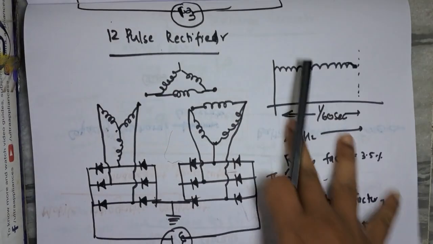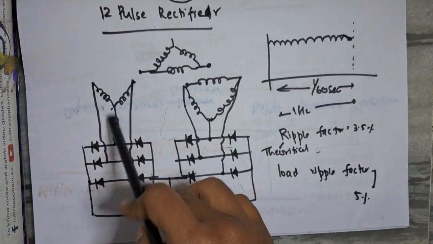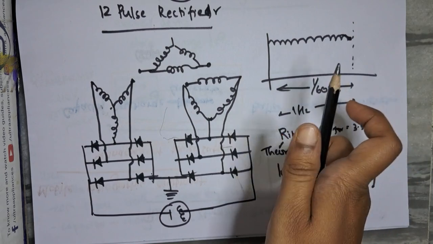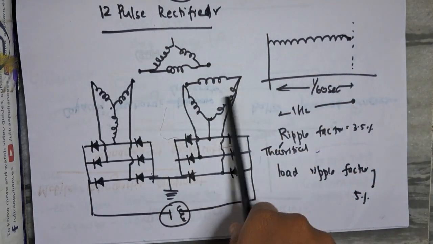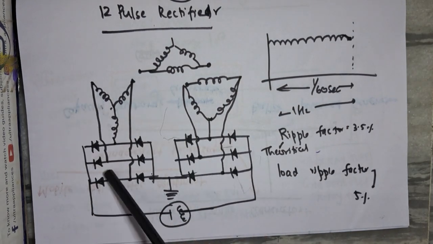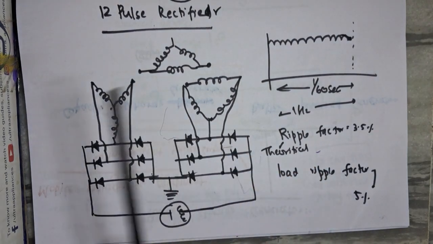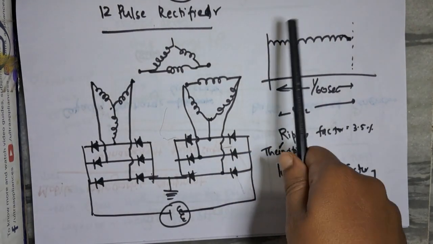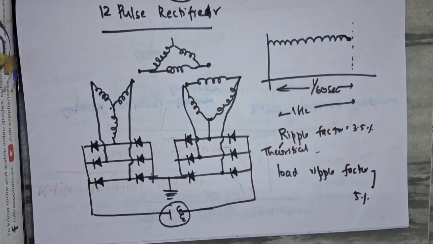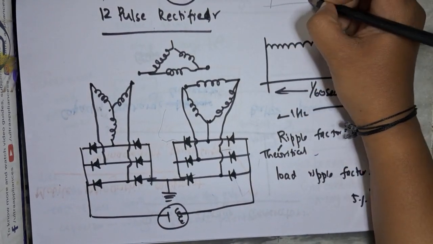That is because, if you remember, in the beginning of the class I said that the Y and the delta are out of phase by 30 degrees. So delta will lag the Y by 30 degrees. This lagging will fill the ripple between the 6 pulses. So I will show you. This we will draw a little bigger, so that it is broader.